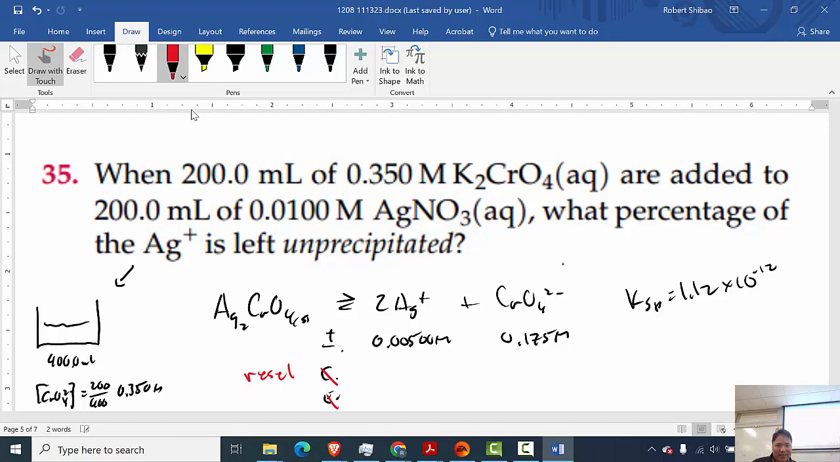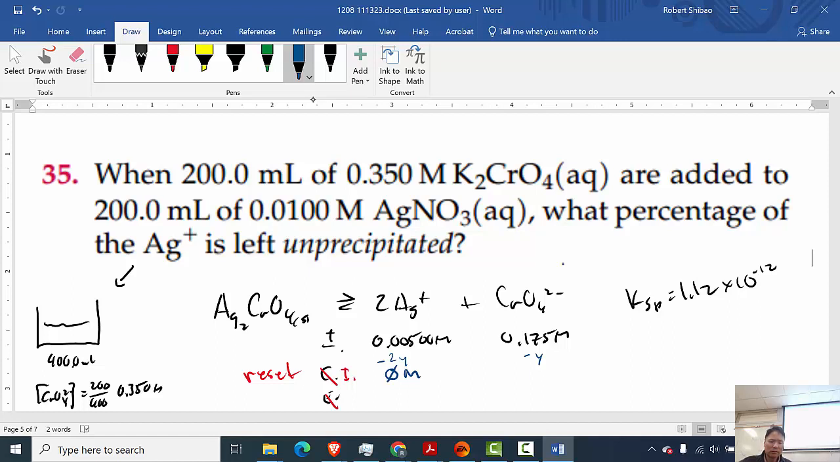And so we're going to reset to get the new initial conditions. And for the new initial conditions, we have to look at what the limiting reagent is. What is the limiting reagent here? Is it going to be the silver or the chromate? The limiting reagent is going to be silver, and so we're going to lose minus 2y, and then we're going to lose minus y of the chromate, so half of that. So half of that would be 0.00250.